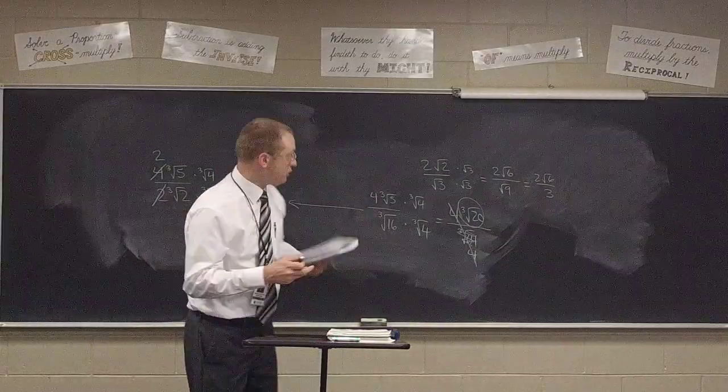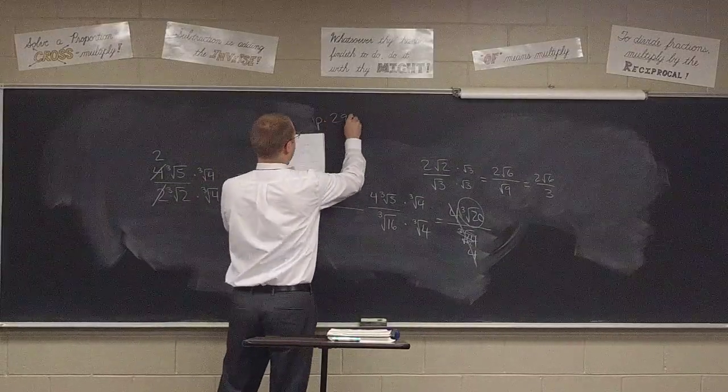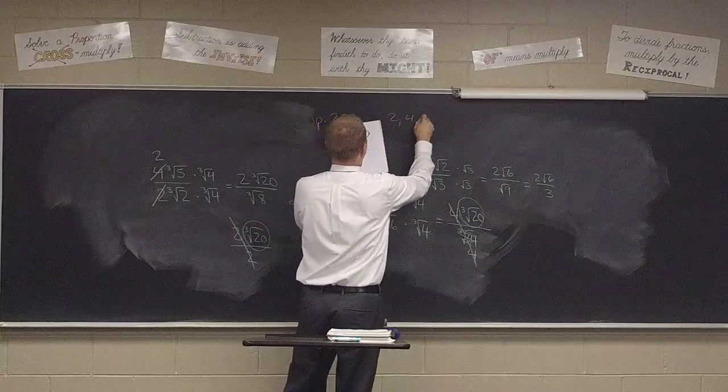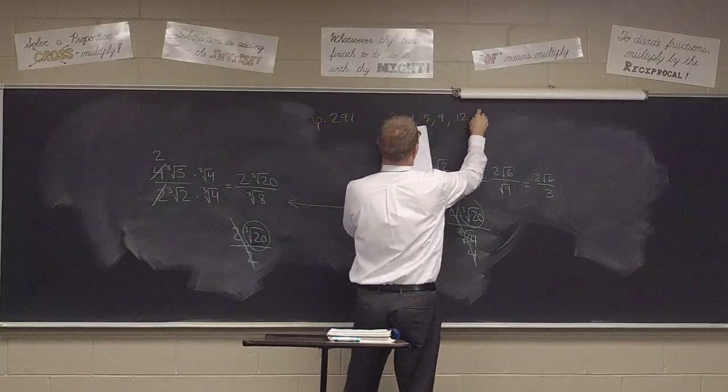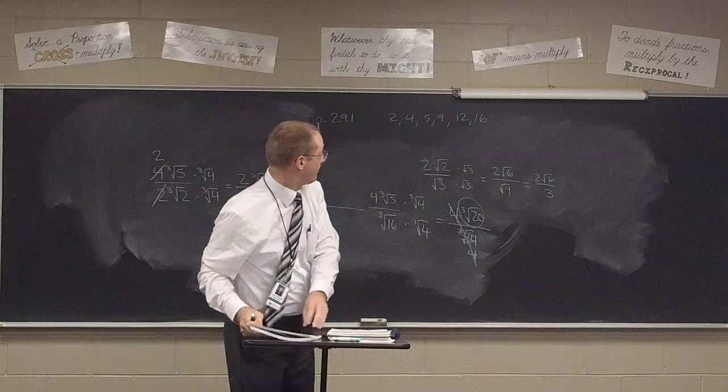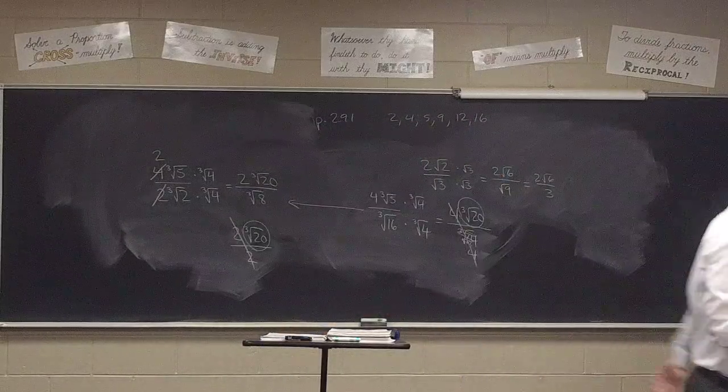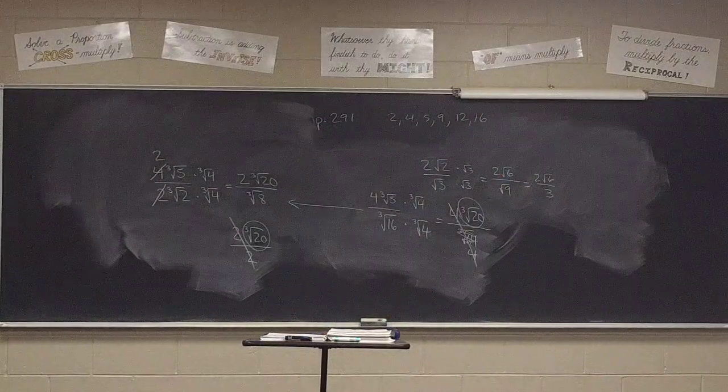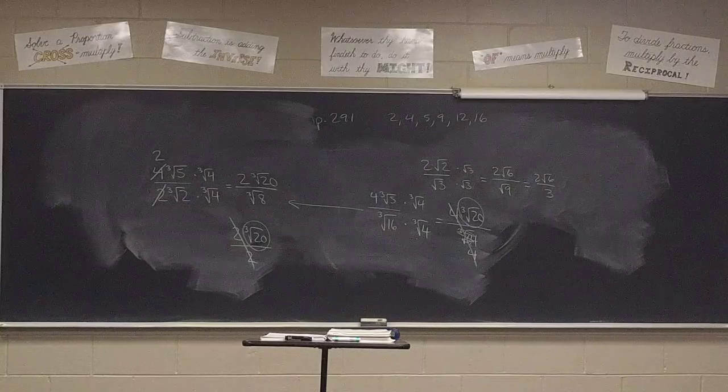All right, so I'm going to have you do, here on page 291, numbers 2, 4, 5, 9, 12, and 16. Rationalizing the denominators.